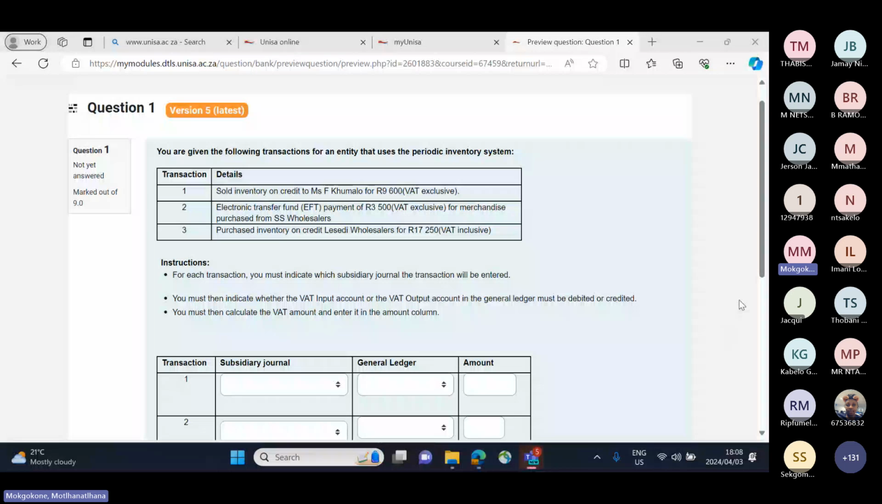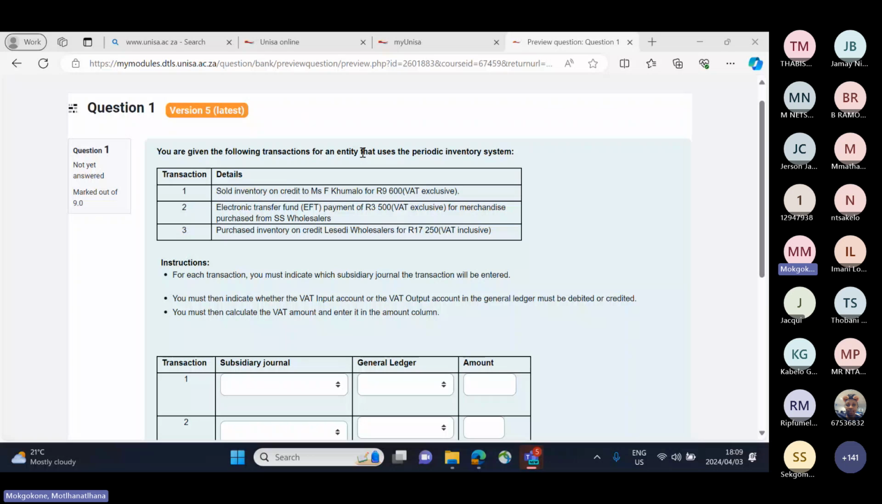Yeah, this is one of the questions from assessment 1. But in the assessment, the question was out of 10 marks, while here on our question bank it is out of 9 marks, where you are given the following transactions for an entity that uses the periodic inventory system. Here you must understand the difference between the periodic and perpetual inventory systems.